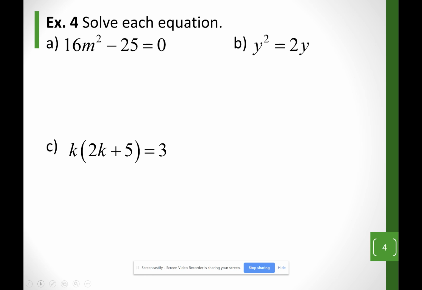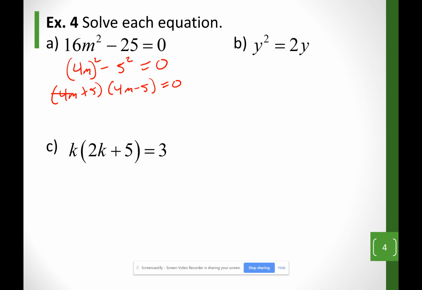Same thing here. I'm looking at the special cases. I have a binomial. The right side is equal to 0. So I can rewrite this as (4m) squared minus 5 squared is equal to 0. I know the difference of the squares. They factor to 4m plus 5 and 4m minus 5.